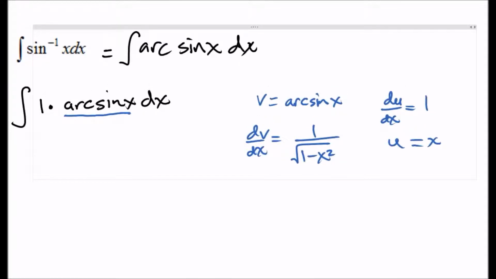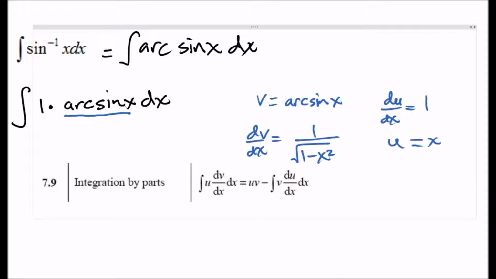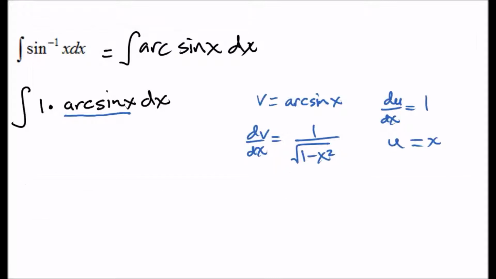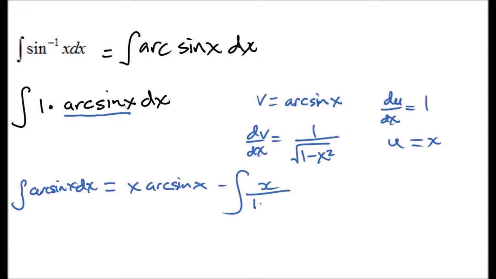Let's just remind ourselves of the formula again. So our integral is going to be u times v, so that's x times the arc sine of x, subtract the integral of u dv dx. So that's x over the square root of 1 minus x squared.